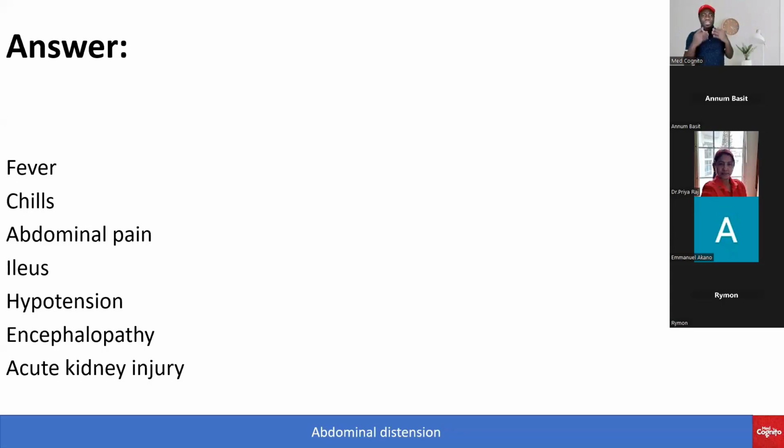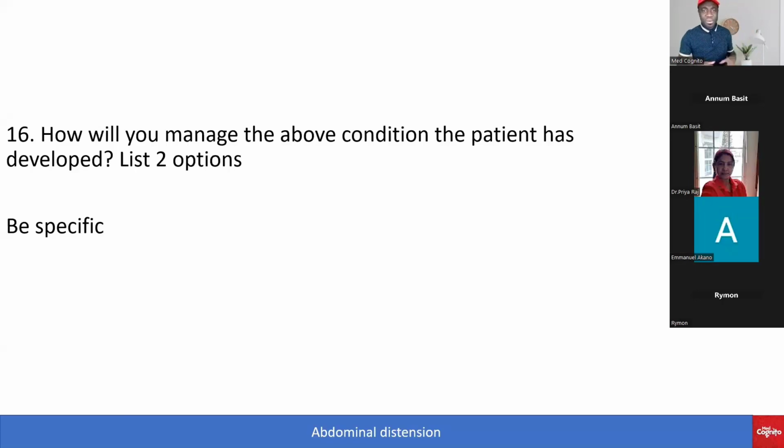So what are the signs of SBP? I will write it down: fever, chills, abdominal pain, ileus, hypotension, encephalopathy, acute kidney injury. These are the signs of spontaneous bacterial peritonitis. Now, how will you manage the above condition the patient has developed? List two options. In other words, how will you manage spontaneous bacterial peritonitis? Will anyone help us? Spontaneous bacterial peritonitis. How will you manage it?